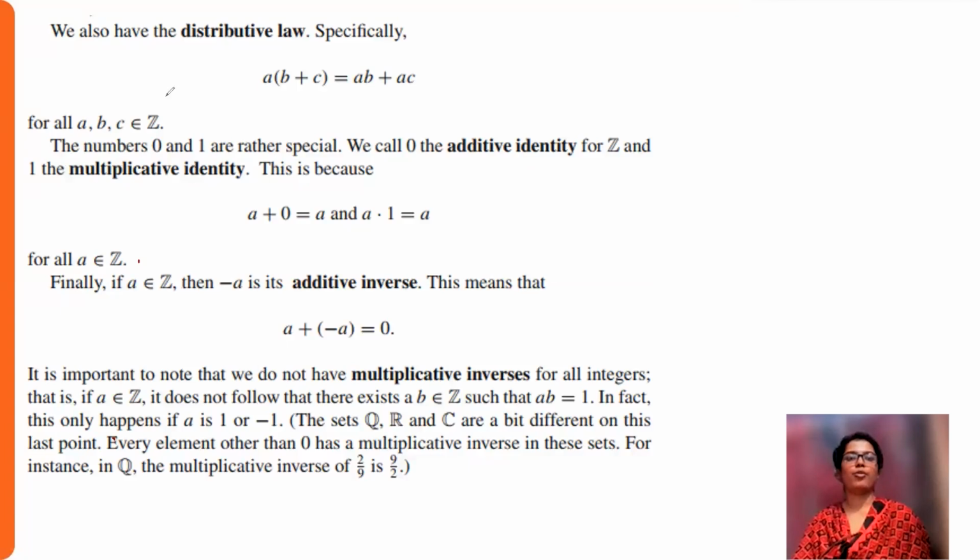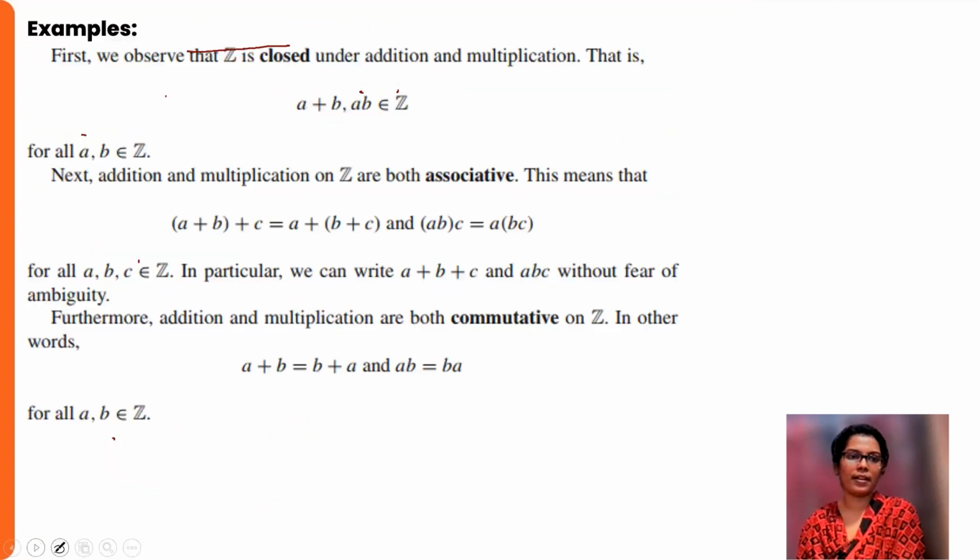Okay, so there is a few more property, that is the distributive law. So we have A multiplied by B plus C is equal to AB plus AC. So this is known as the distributive law, which is satisfied for all the elements of Z, right? Let me see. Yeah, let us see a few examples based on it.